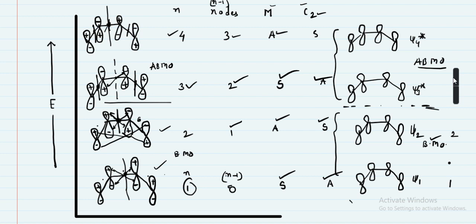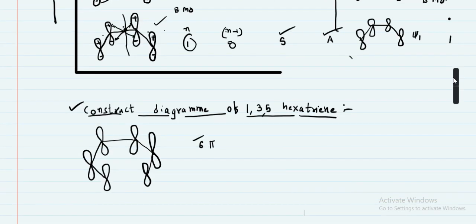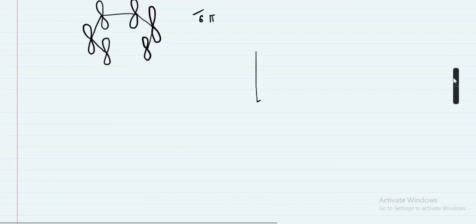And from this center, positive and negative, negative and positive, therefore it is symmetrical. Such type of construction of the pi orbitals is very important in observing the pericyclic reactions. By using these rules, you can also construct the 1,3,5 hexatriene molecule.